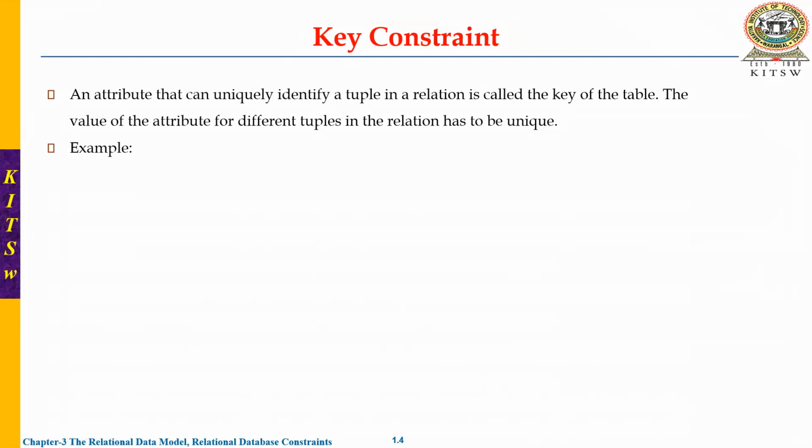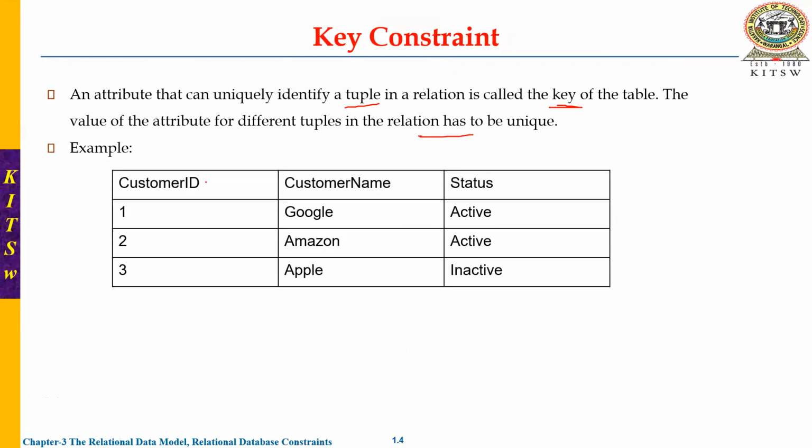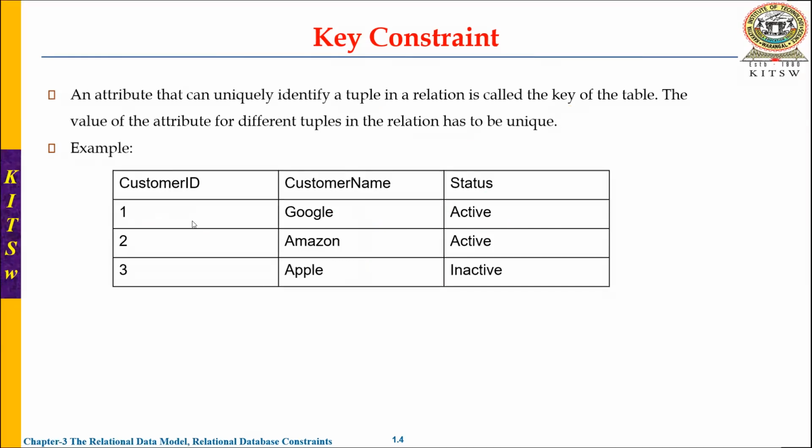An attribute that can uniquely identify a tuple in a relation is called the key of that particular table. The value of the attribute for different tuples in the relation has to be unique. For example, if you take this customer table, customer ID must be a unique value. And these are the customer names and the status. These customer names may not be unique and status may not be unique, but customer ID must be unique. So you can give the key value for that.